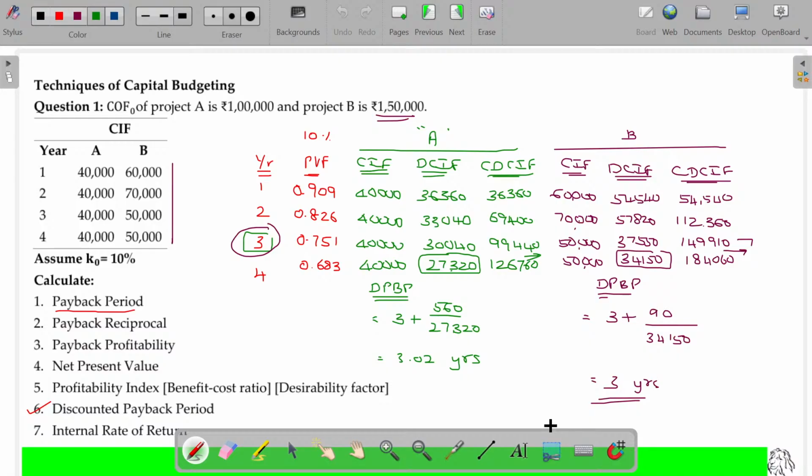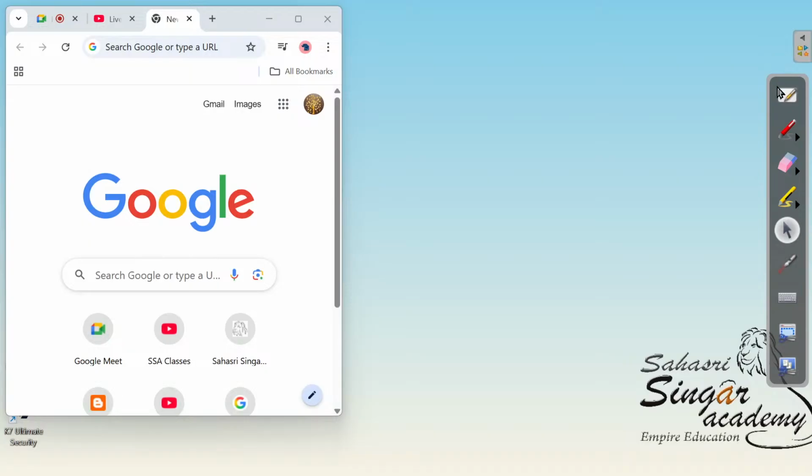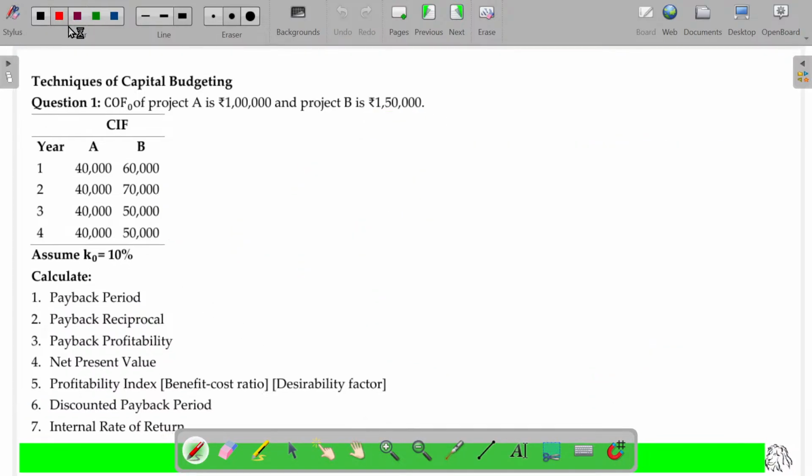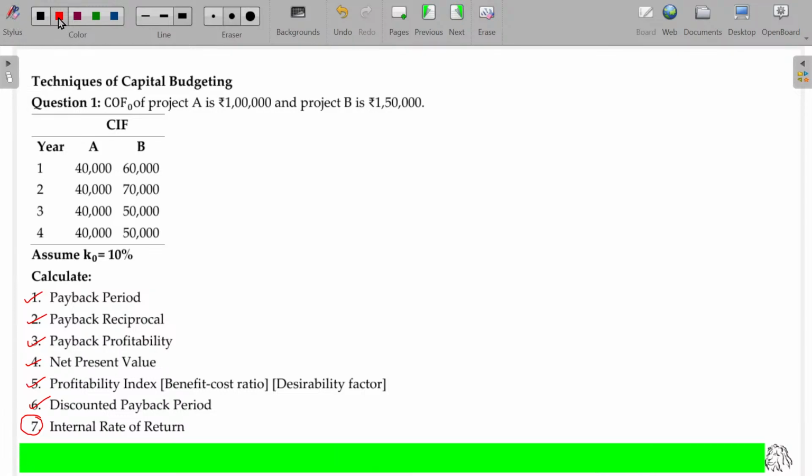Only one method to go, internal rate of return. So almost we have completed 6 appraisal techniques. Now I'll move on to the last one, internal rate of return. So the company's cost of capital is 10%, right? Internal rate of return, or in short, I call this IRR.